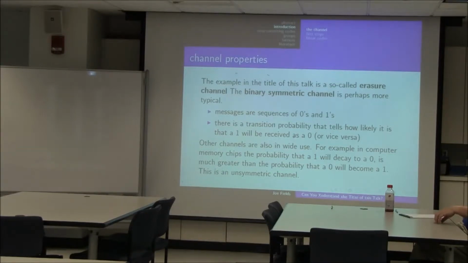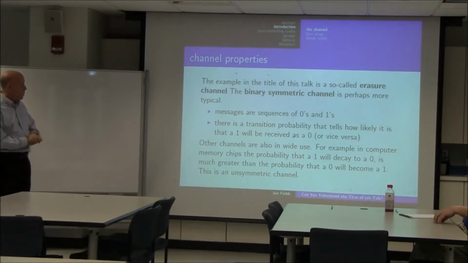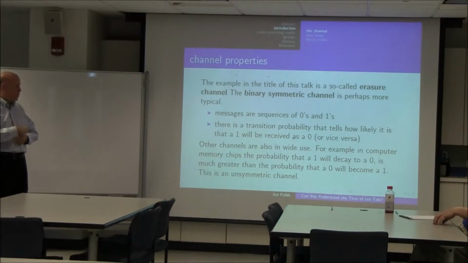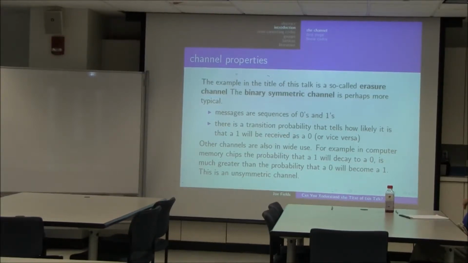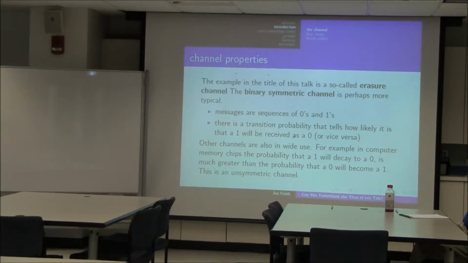There's other channels that are in wide use. So a non-symmetric channel, for instance, would be what you need for computer chips. The memory chips have a much greater probability that a 1 turns into a 0 than a 0 suddenly becoming a 1. The 1 turning into 0 is just a little bit of charge leaking away, whereas 0 turning into 1 is charge materializing out of nowhere, which is less likely. It can happen with cosmic rays hitting a chip.